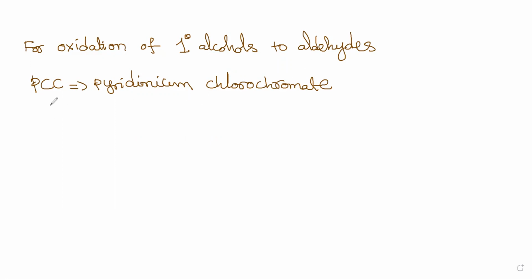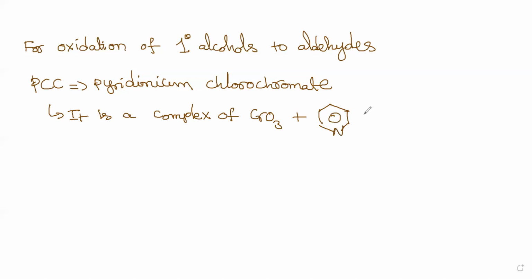It is a complex of chromium oxide, pyridine, and HCl, all the three. Pyridine, you might not be having an idea. This is the pyridine structure. Pyridine means instead of one carbon in benzene, you have nitrogen. That is called pyridine. And now HCl.